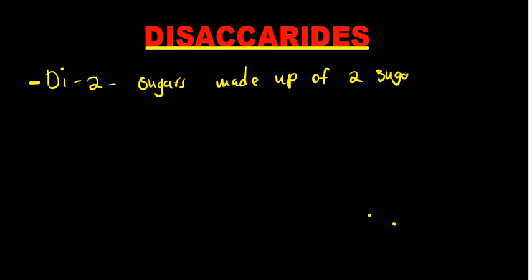Welcome to this video. In this video we are going to talk about disaccharides. From the word di, di means two. So disaccharides are just sugars made up of two sugar units, which we call biologically monomers.